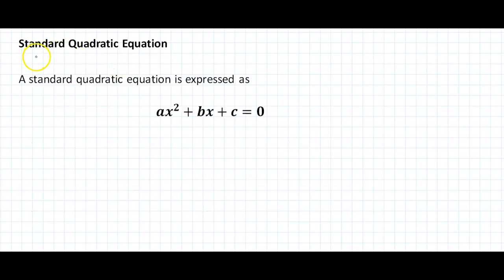So now, what is a standard quadratic equation? A standard quadratic equation is expressed in the form ax squared plus bx plus c equal to 0. Here is the quadratic term, here is the linear term, and here's your constant term. So this is very important as we go through the rest of this lesson.